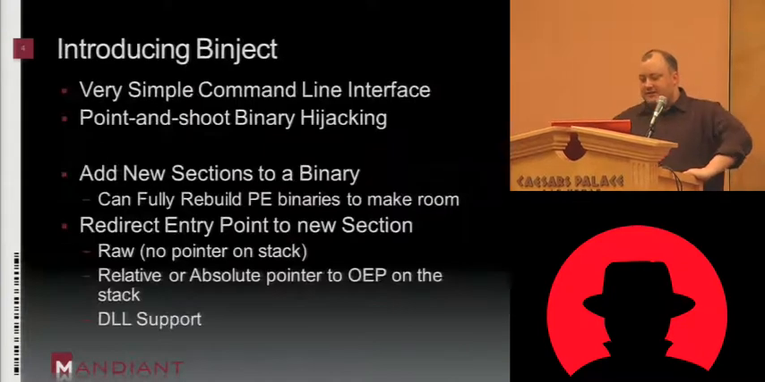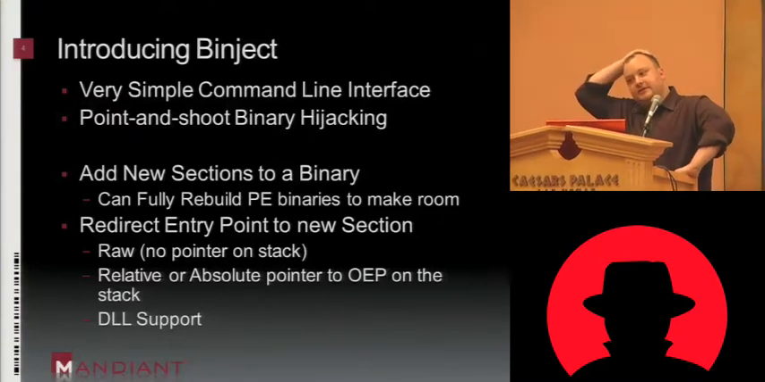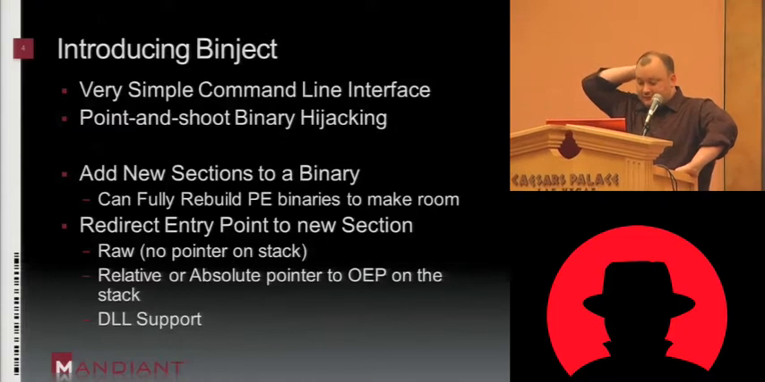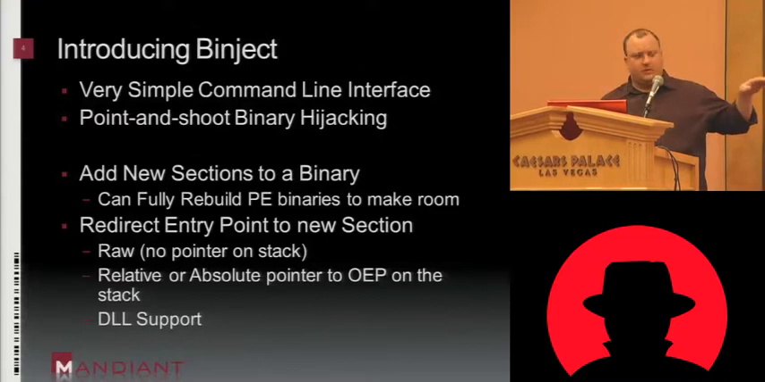Basic entry point redirection. So if you add on a new piece of data, you can specify the permissions of that section. So you can say you want it to be an executable section. And we can very easily just redirect the entry point of the binary to that section. So now when this binary starts up, it's going to start executing your code instead of the real code. That's what I call entry point redirection.